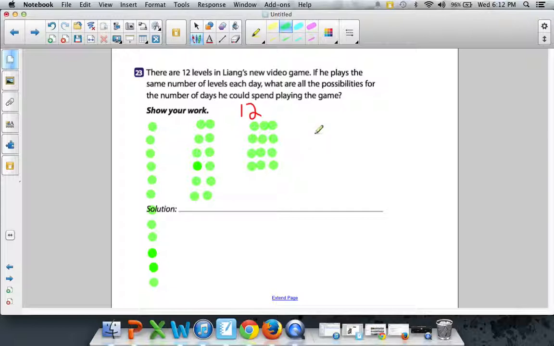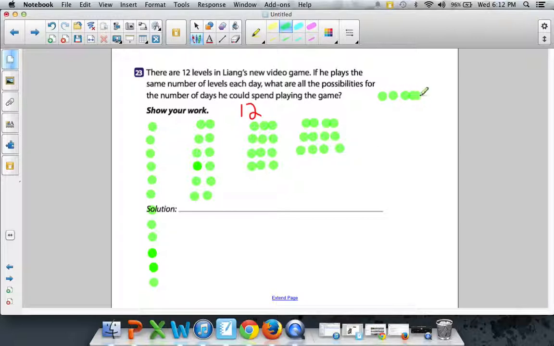What if he played 4 times a day? 1, 2, 3, 4. 1, 2, 3, 4. It's 8, 9, 10, 11, 12. Oh, we got to 12. How many days did it take him? 1 day, 2 days, 3 days. What if he plays 5 times a day?